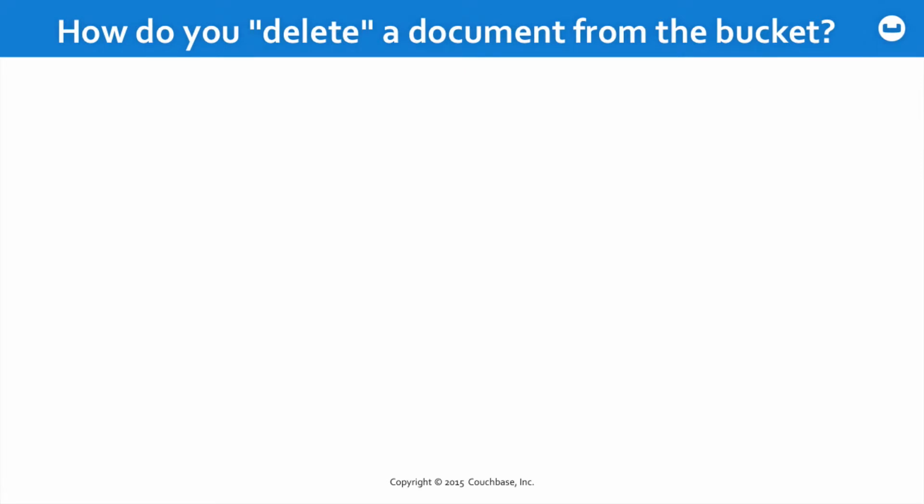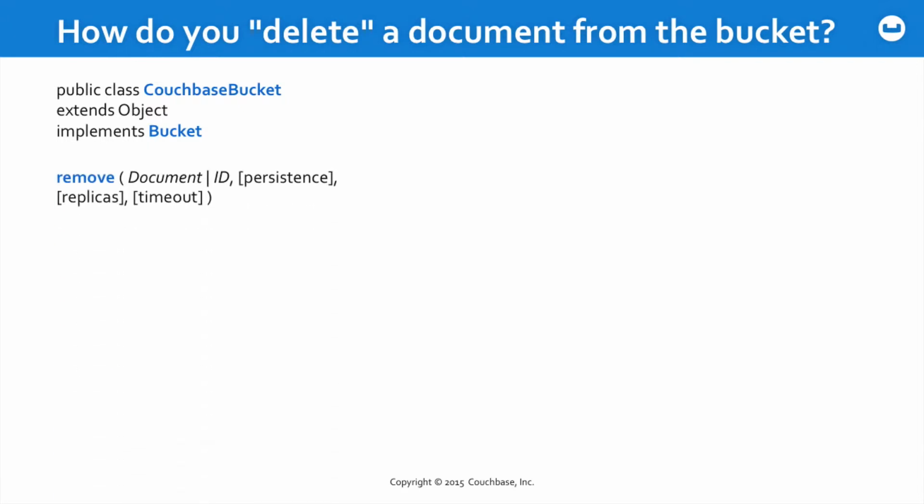So how do you delete a document from the bucket itself? Well, the bucket exposes, as you might expect at this point, a remove method. Remove, similar to the rest of the API, accepts a document or a specific document ID, and you can set related constraints. So this will remove a document, although you know now under the hood what it's actually doing is appending a tombstone for that document to the write log.